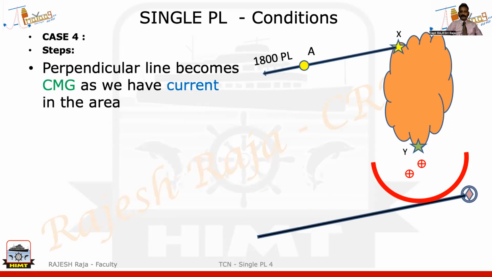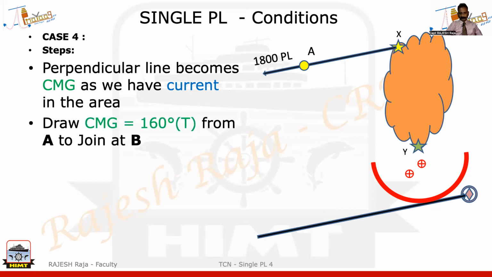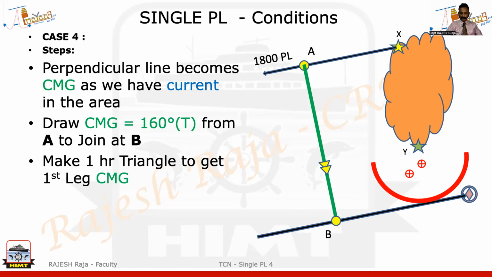This perpendicular line becomes the CMG because I have a current in this area given to me in the question. So this is the difference between case 2 and case 4. This perpendicular line, which I'm going to draw from Alpha and perpendicular to 070, becomes my CMG, and automatically the measurement is known to me. It is 160, and then I get Bravo. Please remember, initial CTS was not given. So I know the procedure when CMG is given and somebody is asking me CTS. I'm going to make a 1-hour triangle to get the first leg.